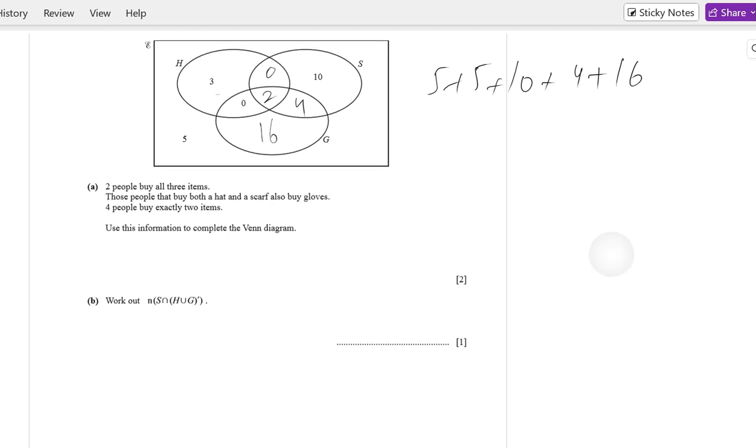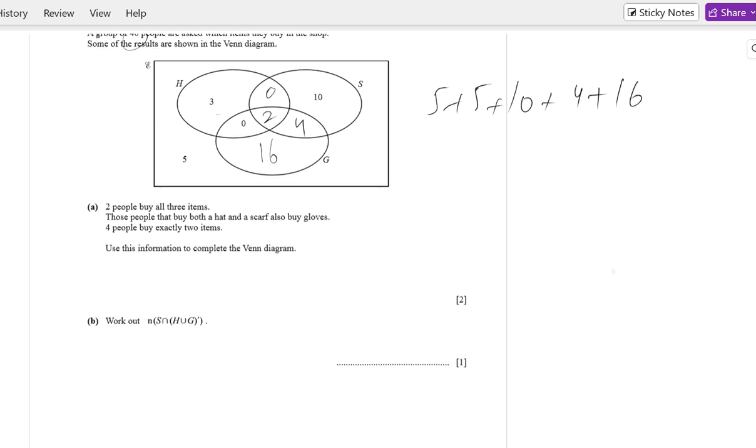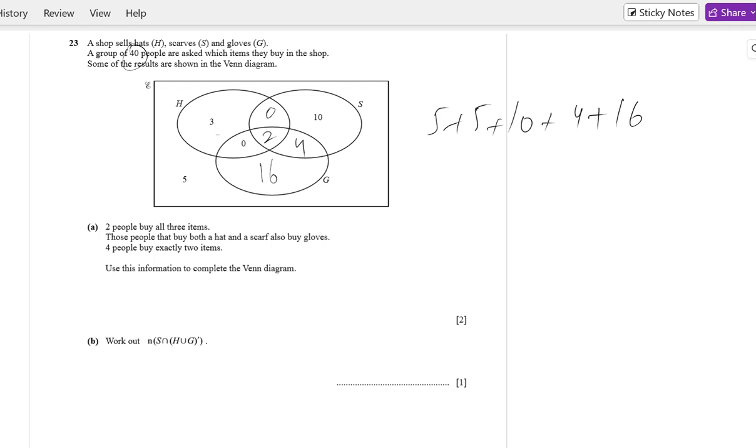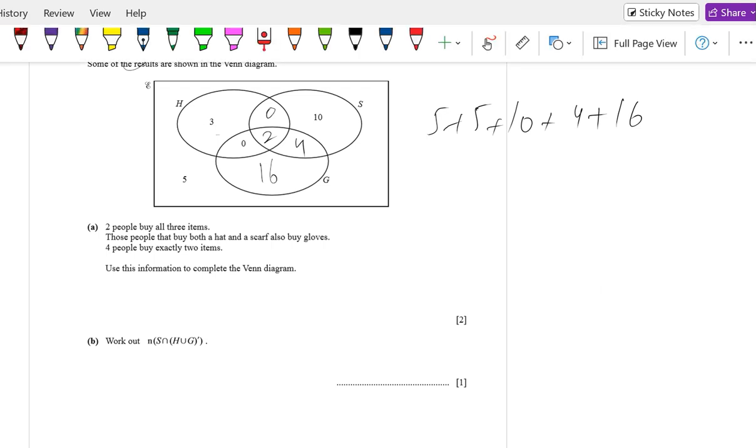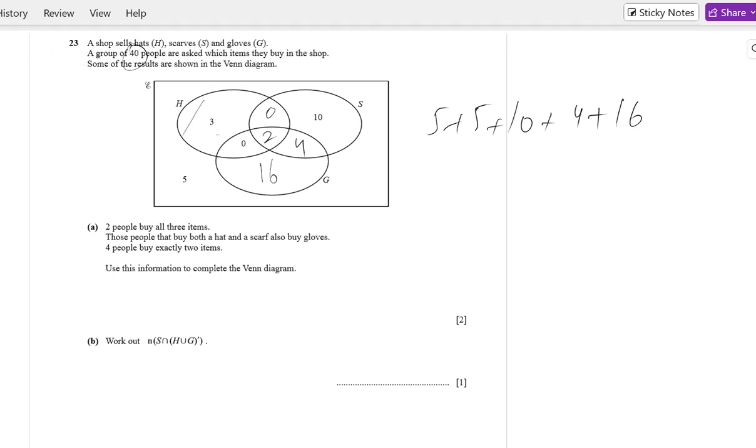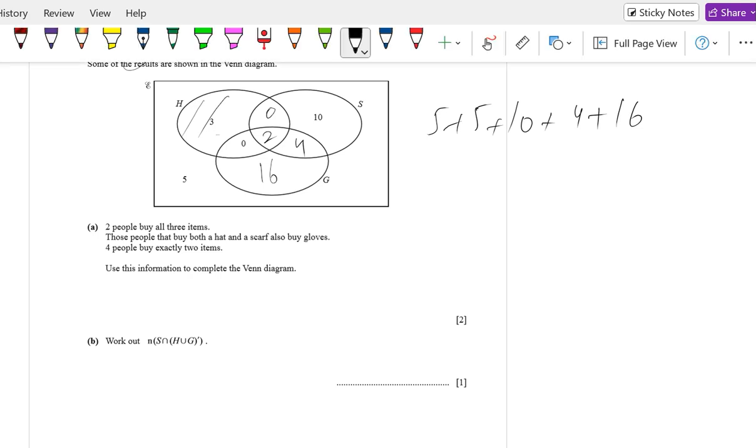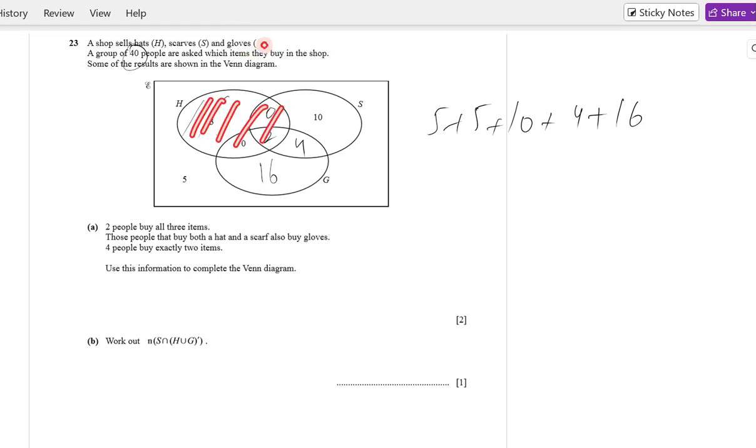Okay, work out the number H union G complement. So what's outside H union G? H union G is this thing. Sorry, this is H union G. Yes. So what are we left with? Just 15. So out of those 15, what's common in S? Just 10 is in common.